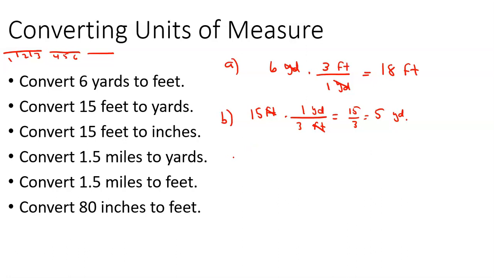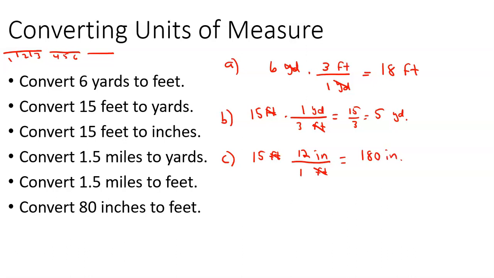All right, the next one says convert 15 feet to inches. Well, inches is a smaller unit of measure, so I'm going to need more of them. So 15 feet, and I want to get rid of feet, so I'm going to put feet on the bottom. And I want inches, so I'll put inches on top. Is there a way to convert inches and feet? Sure there is. There's 12 inches in 1 foot. Okay, so now the feet cancel top and bottom, and I get what? 150 plus 30, 180 inches. And not surprisingly, there's many more inches than there are feet.